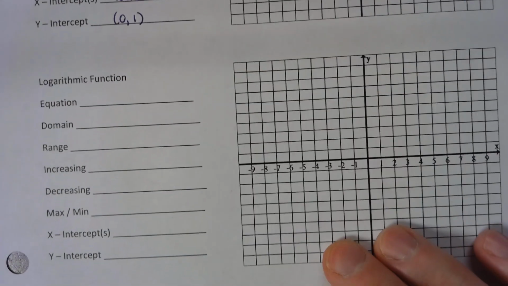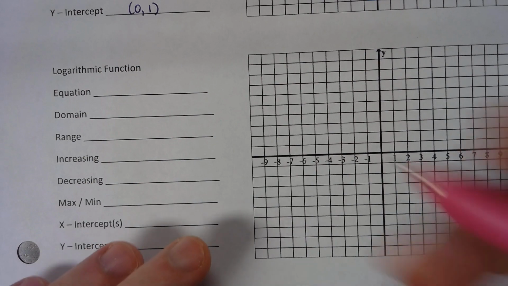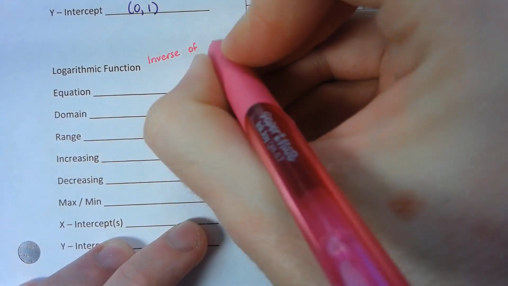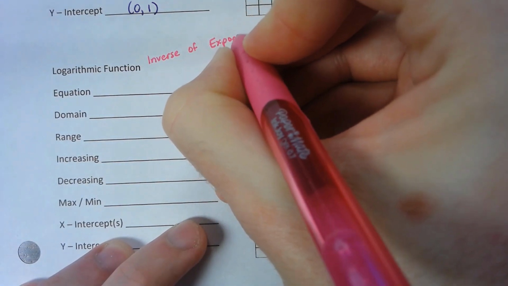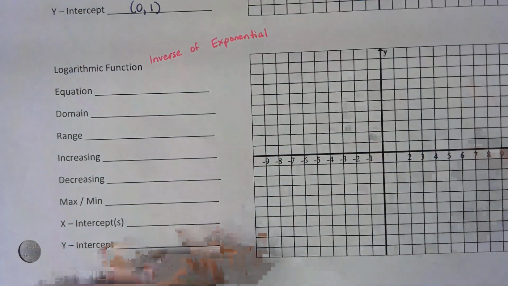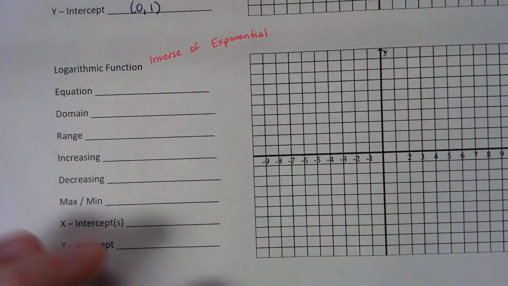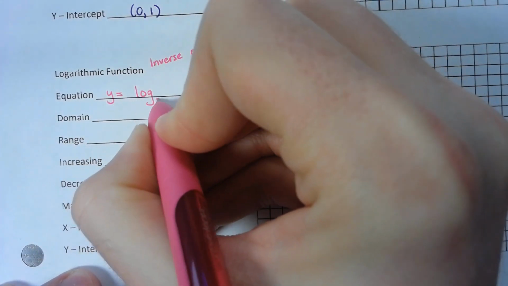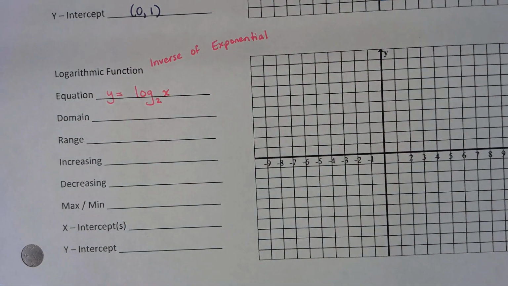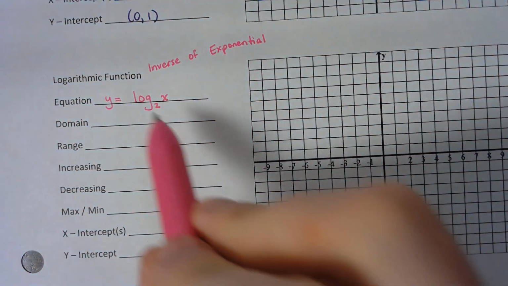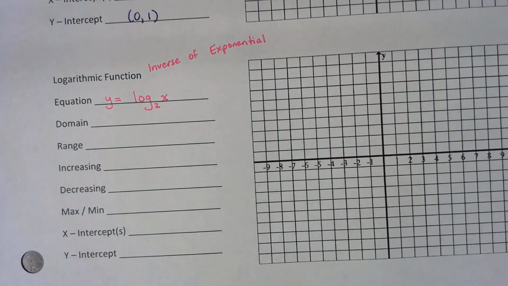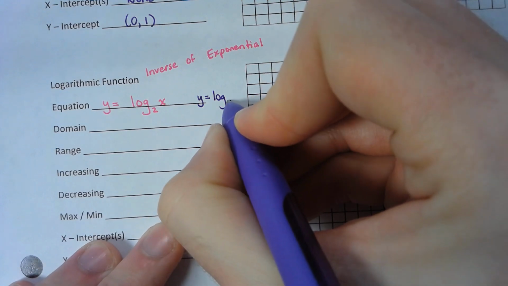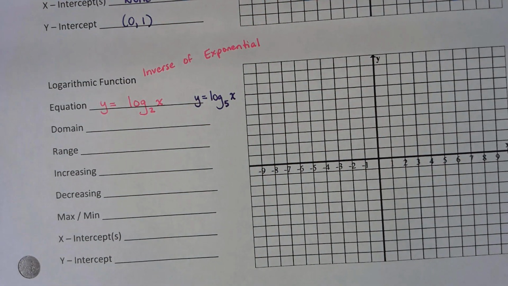Alright, and then the last function is the logarithmic function. The logarithmic function is the inverse of an exponential. So this will be our first little preview into inverses. And the equation is going to be like y equals log base 2 of x. And just like with an exponential, you could change that base to something else, right? We could do like y equals log base 5 of x. You could pick another number to be the base.